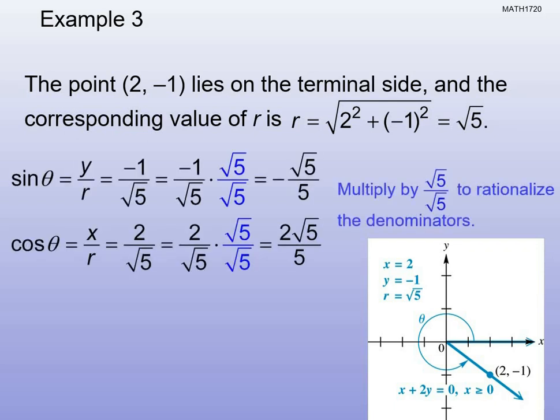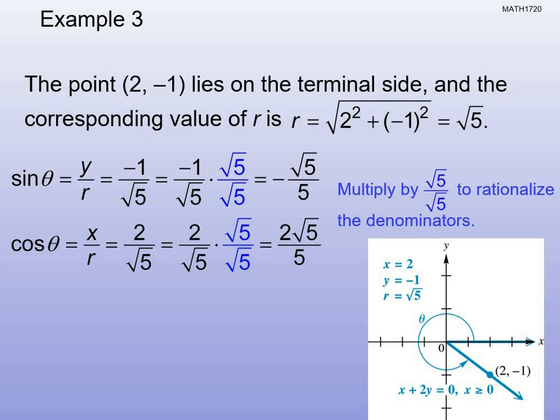So if we look at sine and cosine of theta, we're going to have to get into remembering how to rationalize a denominator. If you don't remember that, we'll go over it again in class. But let's look at sine of theta here. We have sine of theta equals y divided by r. So we have negative 1 divided by the square root of 5. That's correct. However, remember we cannot leave a radical or a square root in the denominator.